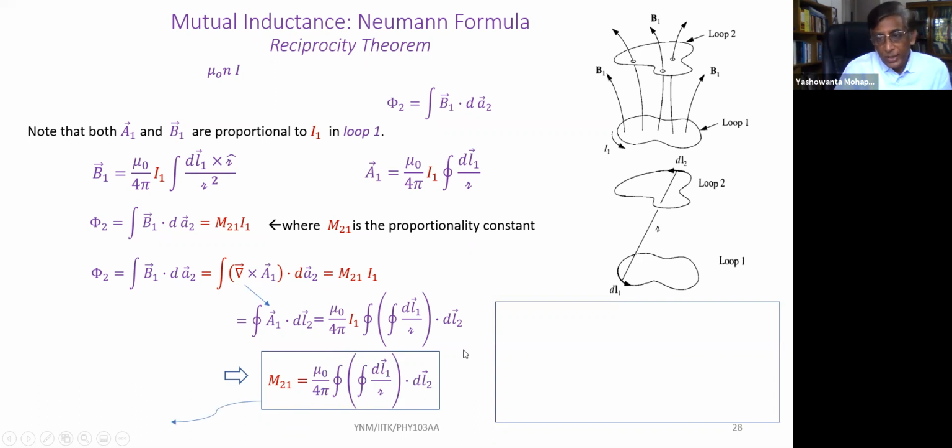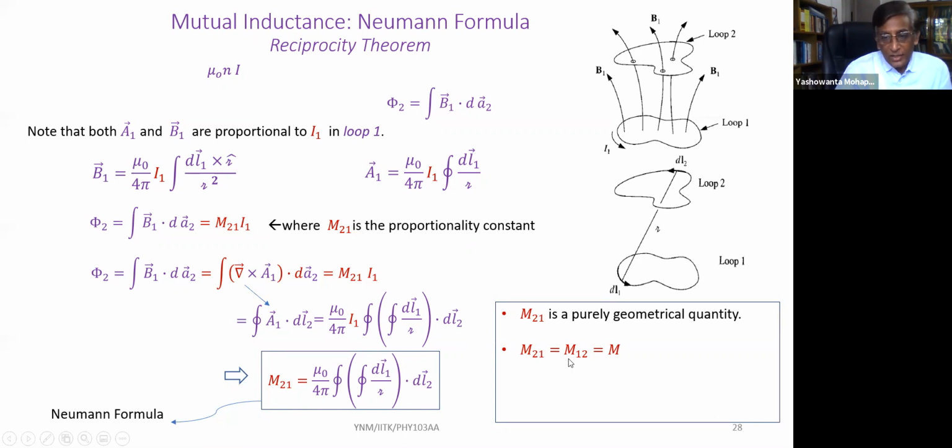So this is called the Neumann formula. This is for both integrals. This is the geometrical factor, which is the mutual inductance. So M21 is purely geometrical. I've been saying this, let me write it down: geometrical quantity. M21 is, of course, M12. There is dl1 dot dl2 involved. So this could be dl2 dot dl1, and this will be the same.